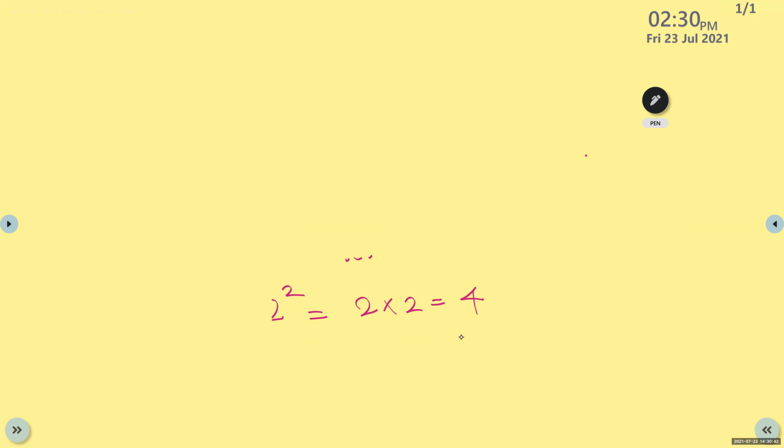So if I tell 1 square, what do you think of it? What is the answer? 1 into 1, 1. Okay, children. So 2 square. 2 into 2, 4. 3 square. 3 into 3, 9. 4 square. 4 into 4, 16. Okay. So now I told you there is a connection between the square numbers and the real square, the polygons.